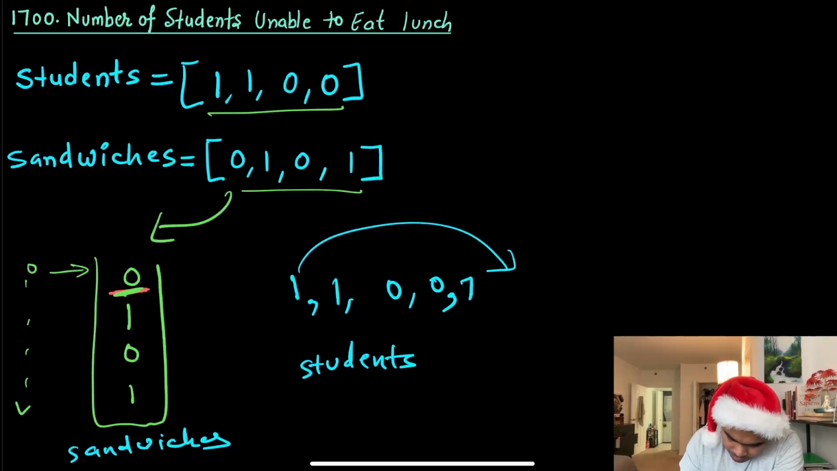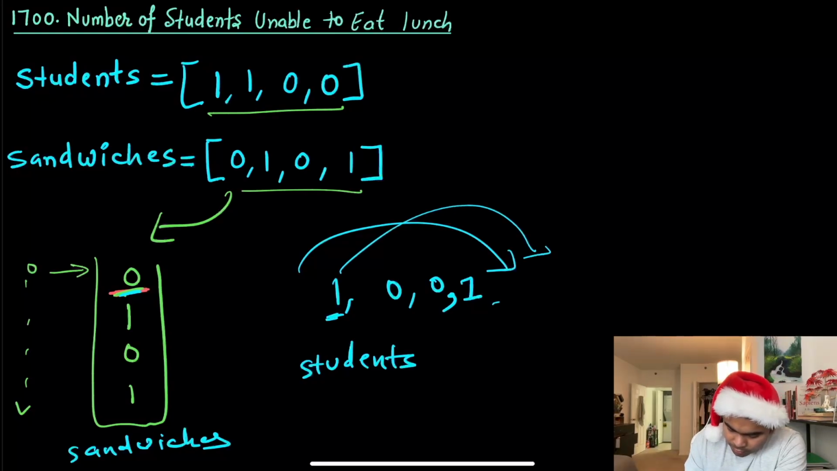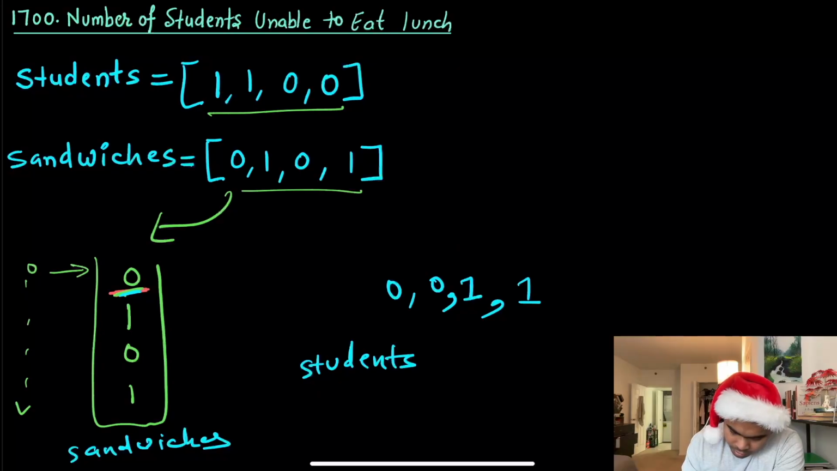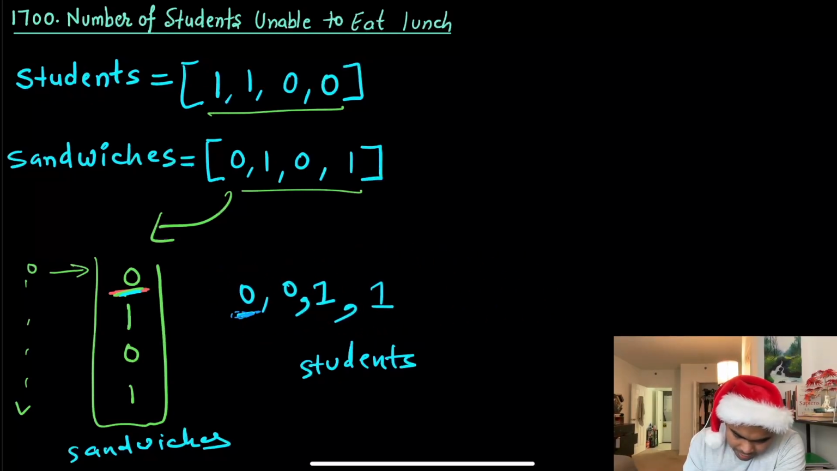So this will come over here, and now this is my new queue. Okay, now again the top of the stack is still 0 and the front of the queue is 1. So that is why this guy will also go to the back of the queue. This guy will come here. Okay, so now I'll just remove this, and then you can see it's 0 in the front of the queue. So this guy will pick this sandwich and just leave the queue.